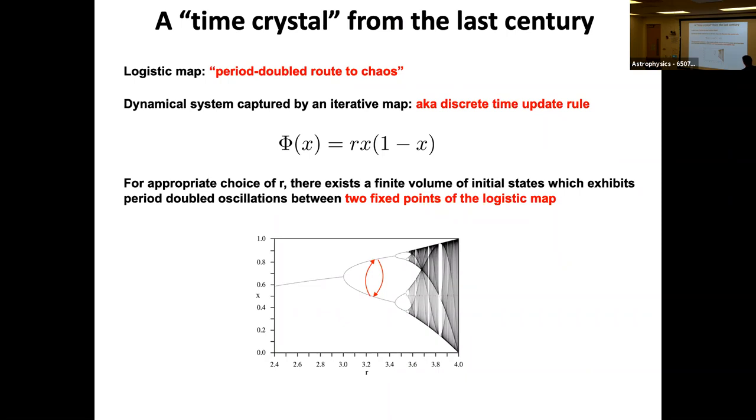a finite volume of initial states which exhibit period doubled oscillation between two fixed points of the logistic map that you can see here. It's a very, very simple example that has almost all of the phenomenology that we were talking about thus far. The rule is apply phi every time t. This means that the rule itself has a period that's given by t. But it turns out that if you're at the appropriate set of r's, you'll find that the system sort of pops back and forth between these two basins of attraction so that it only returns back to itself every 2t. So it exhibits period doubling under a discrete time update rule given by this map phi.